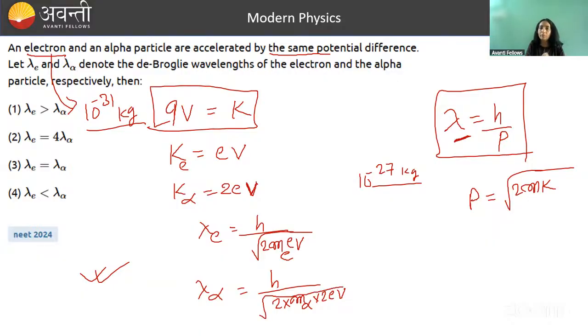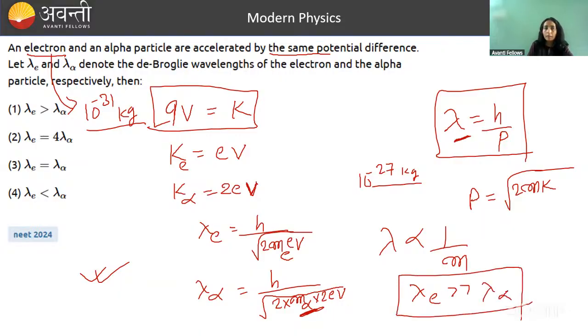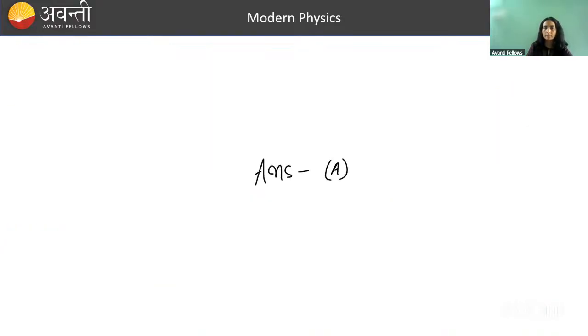Now what do you infer from these two relations? Below lambda e, what is there? 2 m e into eV, and here 2 m alpha, which is far greater than m e. It means lambda alpha will be very much smaller. Because wavelength is inversely proportional to mass, and the mass of the alpha particle is far greater than the mass of the electron, I will say lambda e is far greater than lambda alpha. Okay, so option A suits here. Option A will be correct.